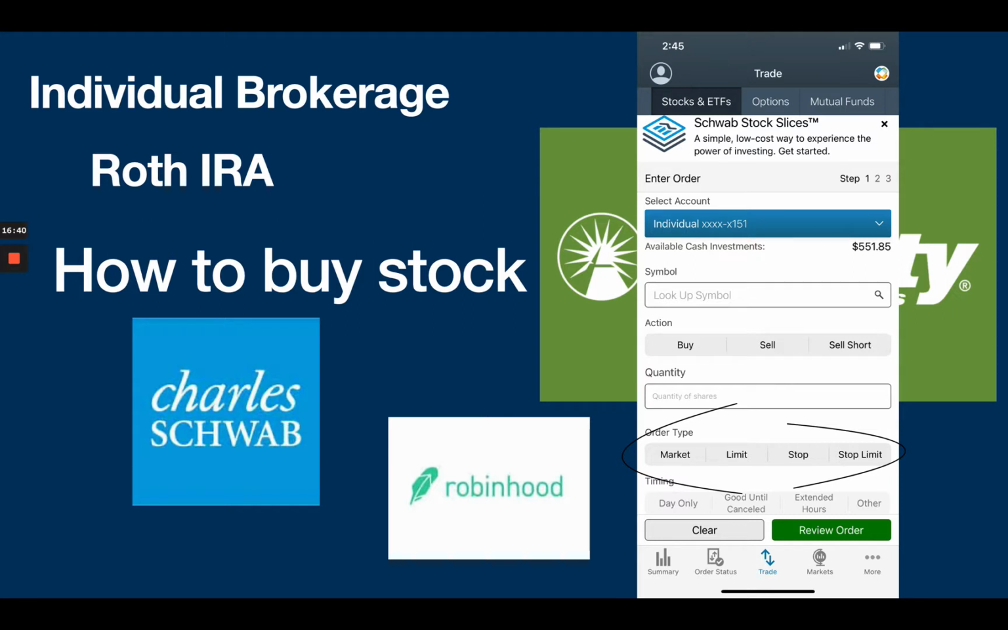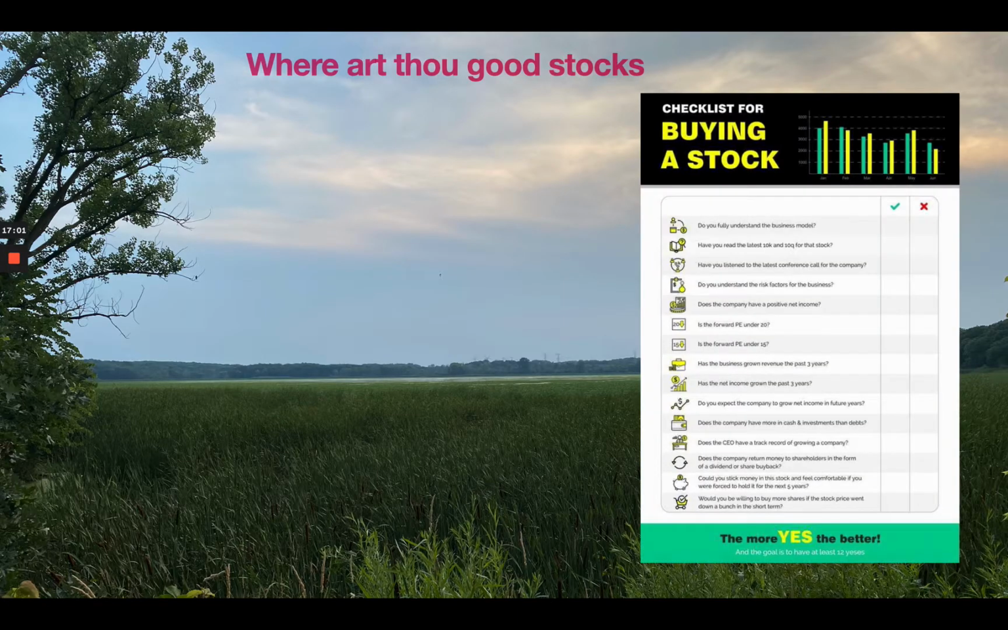And then for timing, right below that, you have day only, good until canceled, extended hours, and other. Again, I usually just hit day only or good until canceled. Those are the two most appropriate options. And then you hit review order and buy. Now, of course, I get this nice field here, because in the nice field of stocks, we ask, where art thou, good stocks, that will always go up?